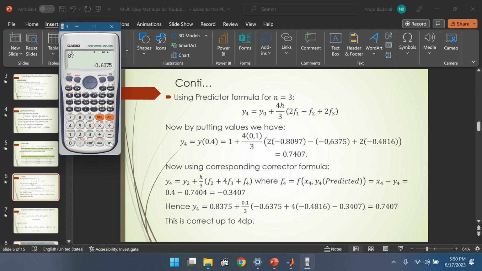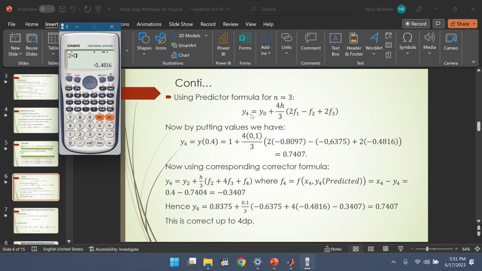Okay, what about b? b is basically minus 0.6375, but here in this equation b is plus, here it is minus. I'll be replacing this with minus b. I didn't do that, that's why the answer was not right. So we have to replace b with minus b because we are having here f2, we are having minus f2. Okay, so let's press equal, and then we have c, where you see that it is 4f3 here, whereas it was 2f3 here. So I'll be simply taking 2 multiplied by c.